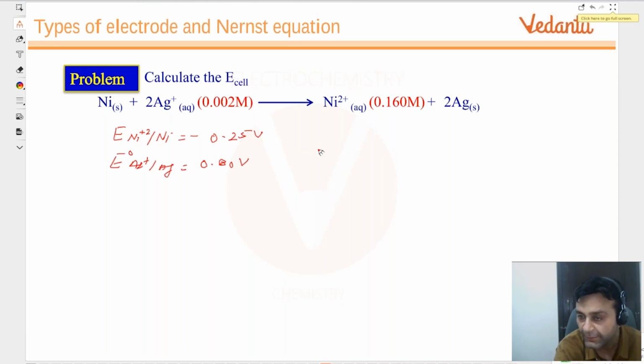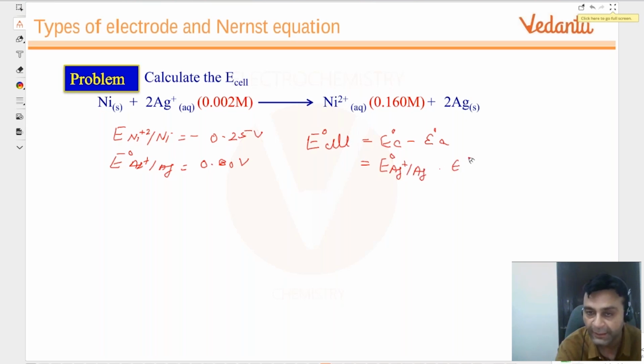Yes, students, are you getting me? Okay. So from here, I can get the E naught cell value equal to E naught of the cathode minus E naught of the anode. Which is the cathode here? Tell me. Yes, you're right, it is silver. So I should write here the reduction potential of silver minus the reduction potential of nickel, that is Ni2 positive to nickel. So 0.80 minus negative 0.25 volt, which is equal to 1.05 volt.